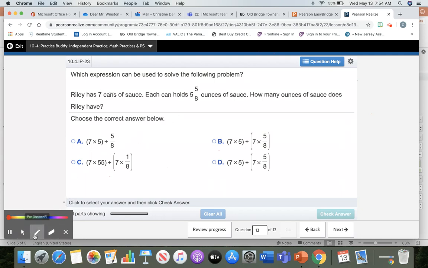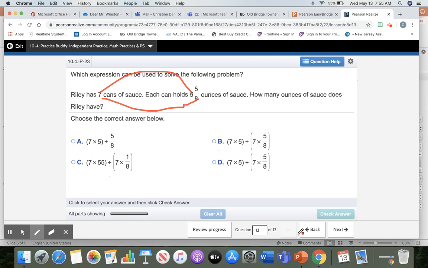Okay, now, what type of problems have we been doing? So we need to decide. First, we can multiply 7 times 5. Then we can multiply 7 times 5/8. So which expression would represent that? Which one shows the distributive property? Okay?